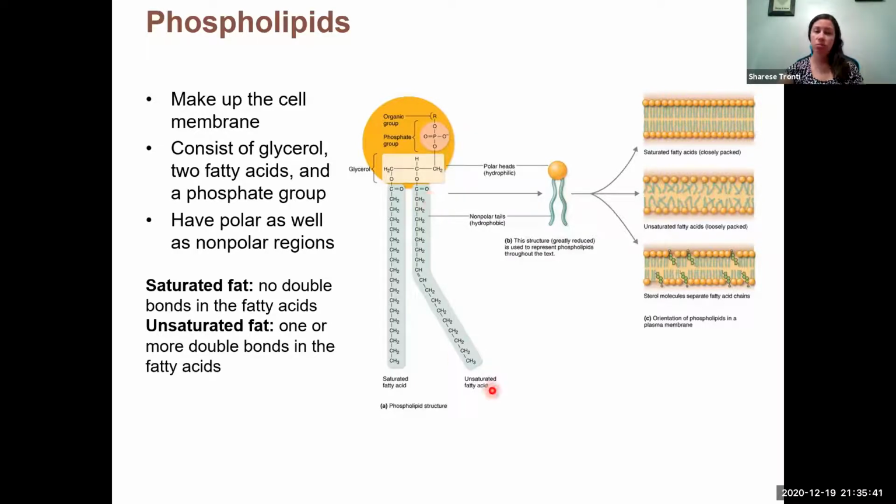These tails are non-polar, so they're going to be hydrophobic, and that's what makes them orient themselves in this way to form the cell membrane, or the phospholipid bilayer. We have the heads facing the outside and the inside of the cell, where they're going to be in contact with water, with the tails on the inside where they are hidden from the water.